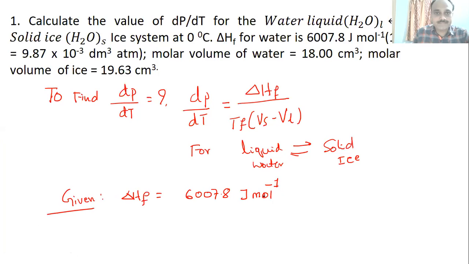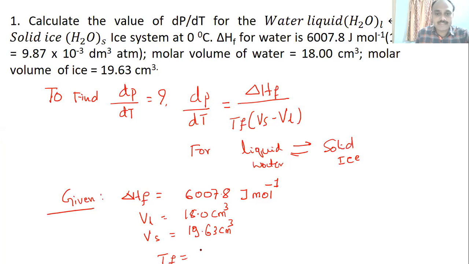Then, next, what is the data? Molar volume of water, that is VL, is equal to 18.0 cm cube. Then Vs, that is 19.63 cm cube. Okay. Now, these are given. Next, what is required? TF.